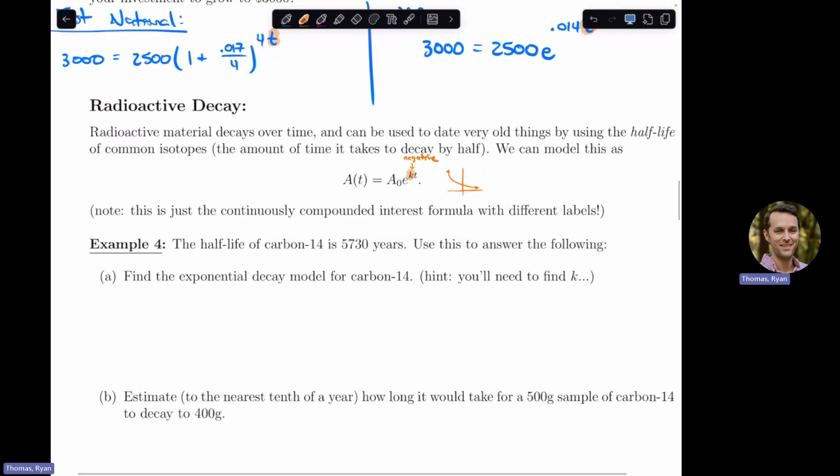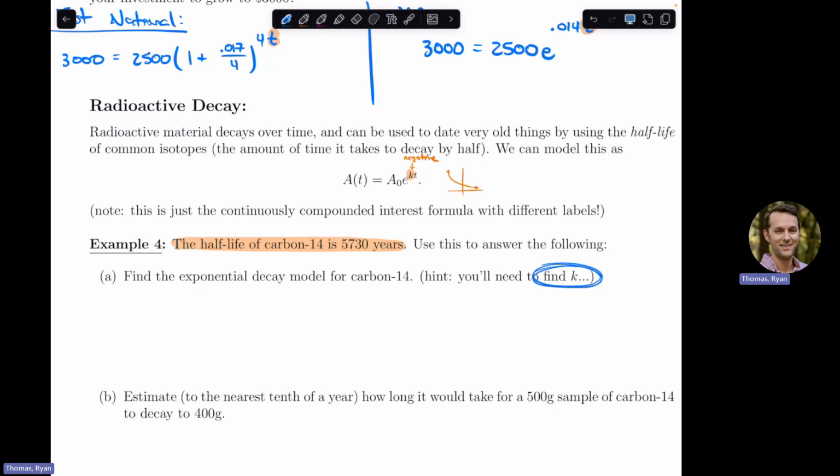Okay. So if we are given a statement like this: the half-life of carbon-14. The 14 part is just how you name the isotope. It's the number of neutrons it has or something. I don't know, it doesn't matter. We're not chemists, right? It's the atomic weight. So the 14 isn't the number that we care about. It's just part of the name. The half-life of this particular radioactive isotope is 5,730 years. What we want to do is find the exponential decay model for that particular isotope. What that means is we need to find K.